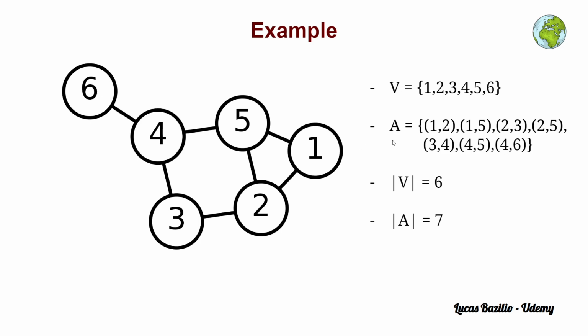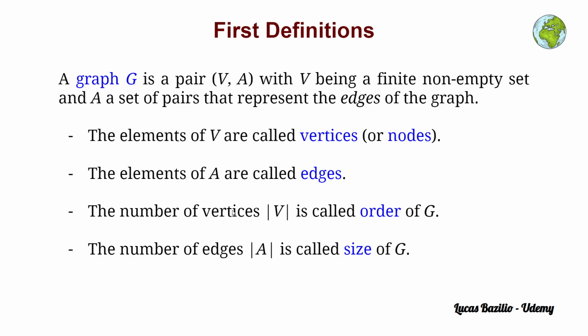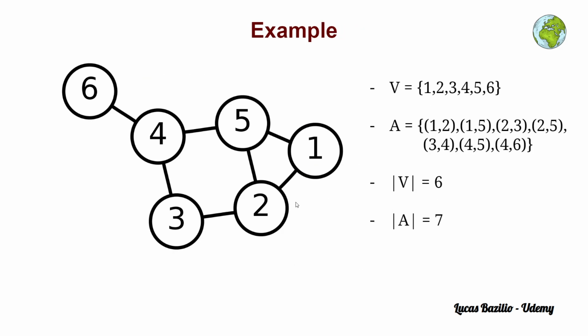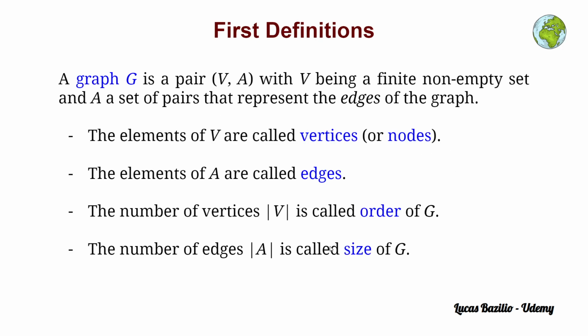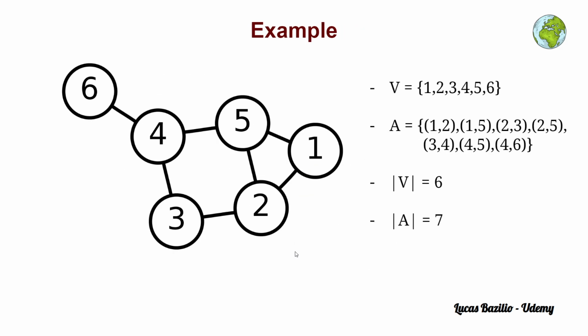So as we can see, what is the order of this graph? That is the number of nodes. Well, the number of nodes is 6. We have a total of 6 nodes. And what is the size of this graph? Well, the size of the graph is the number of edges. As we can see, we have 7 edges. So the size is 7.